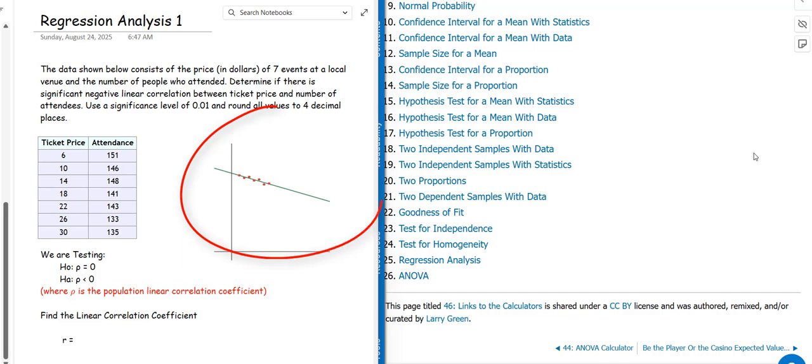Now, just for fun, I plotted the points here and drew in the line of best fit, and it certainly looks like there's a significant linear correlation, but let's do the math.